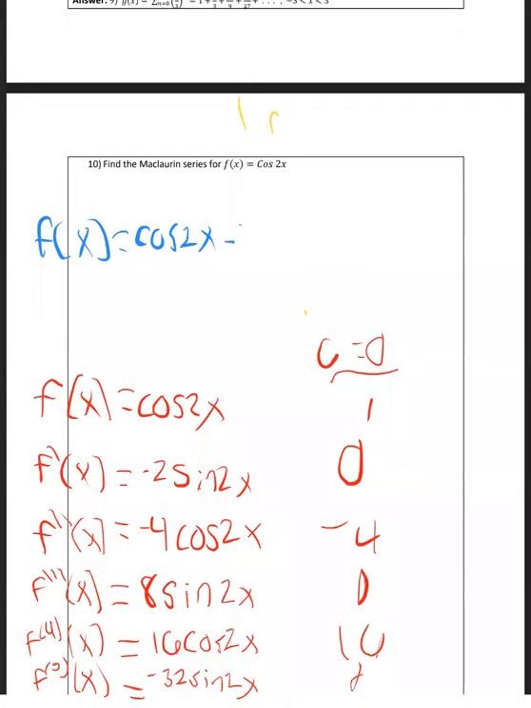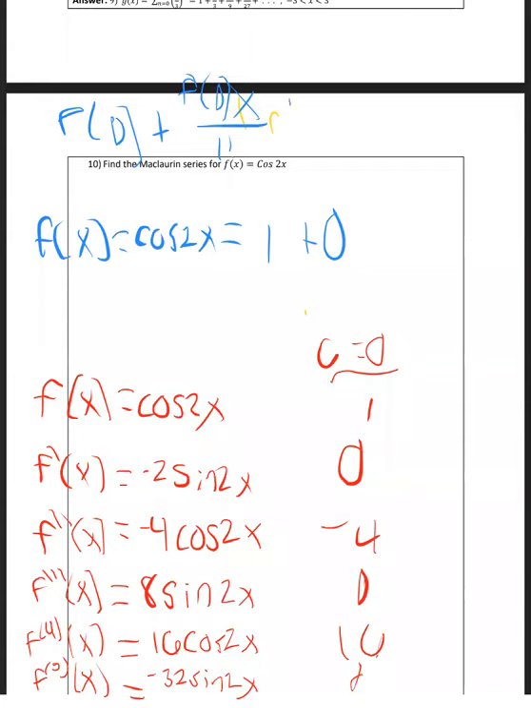And we're going to write out the series. So same thing as before. Remember, the first term is f of 0. So f of 0 is 1. The next term is f prime of 0 times x over 1 factorial, which is 0. So I'm going to write 0 there, but you can eventually get rid of it.